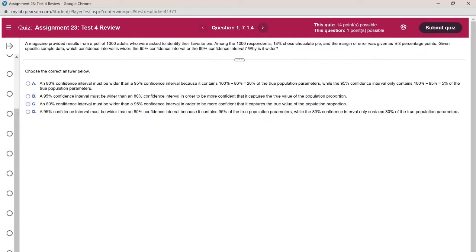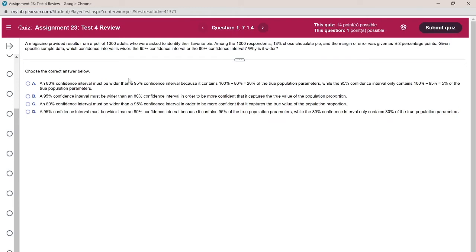Among the 1,000 respondents, 13% chose chocolate pie, and the margin of error was given as plus or minus 3 percentage points. Given specific sample data, which confidence interval is wider? The 95% confidence interval or the 80% confidence interval? Why is it wider? As you can see here, 1,000 responded, 13% chose chocolate pie, and there is a margin of error of plus or minus 3 percentage points.